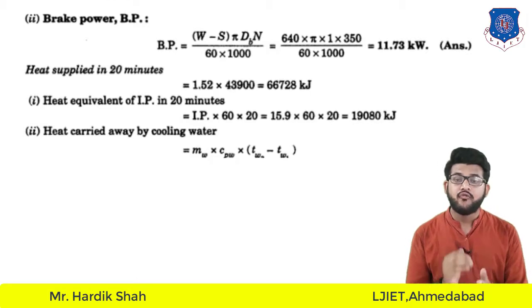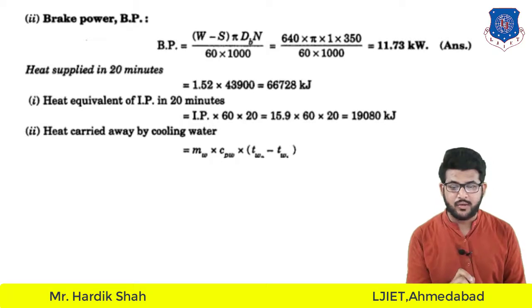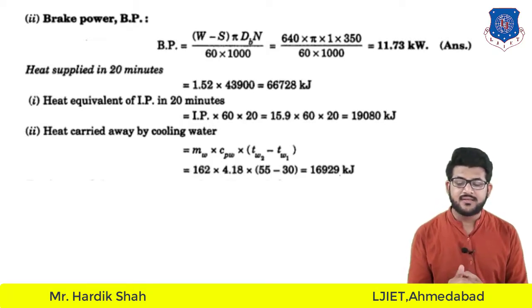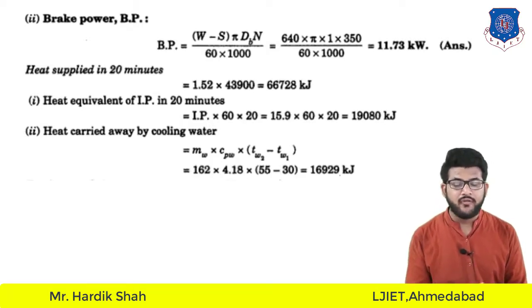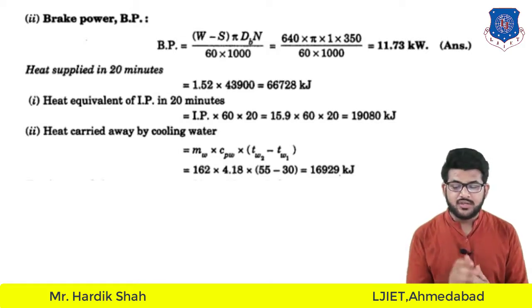Okay, so here we are given the mass of cooling water, the specific heat of cooling water, CPW, specific heat of the water, thereafter temperatures. So we will put all the data together in this simple formula, Q equal to MC delta T. Delta T means difference of temperatures. So the answer is 162 was mass into 4.18, its specific heat, thereafter difference of temperature, 55 minus 30, that was given in data, so you will get 16929 kilojoule. Okay, so this was our main answer.